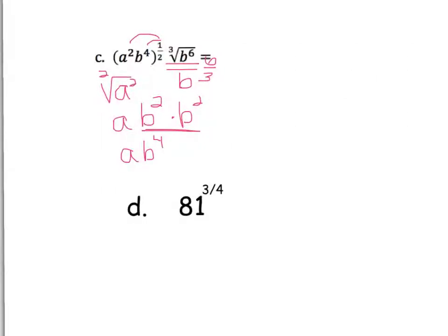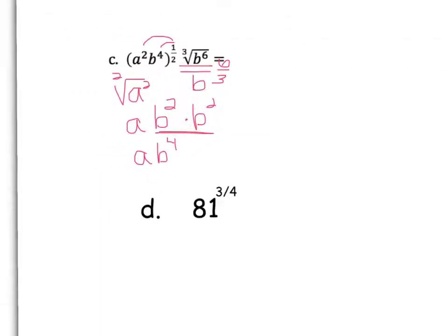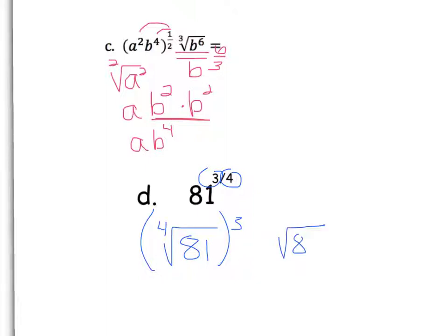All right, this example just has numbers. So we're going to rewrite it. 81. Remember the denominator goes here. The numerator, I'm going to show you two different ways. We can either write it on the outside like that, or we can write it on the inside like this.